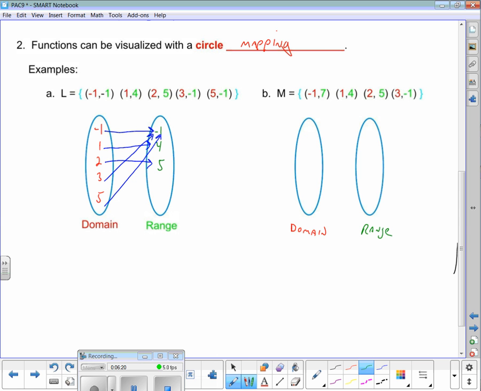All right, we do want to name our domain and range. -1, 1, 2, 3. And what do we have here? We've got 7, 4, 5, -1. And these mappings are all just straight across, aren't they? Did you do arrowheads? I hope you did arrowheads.